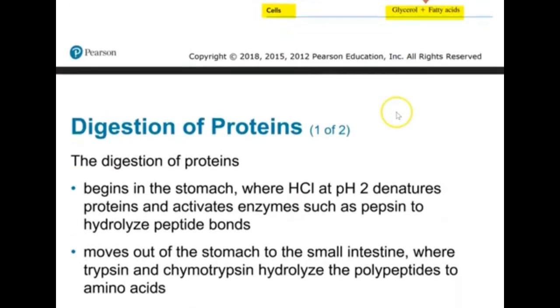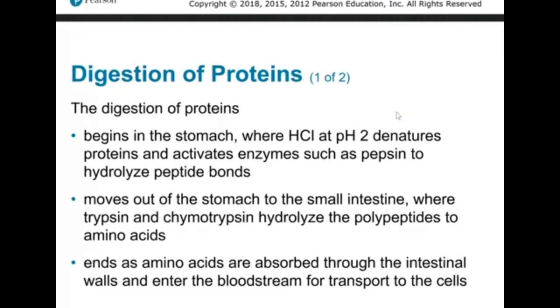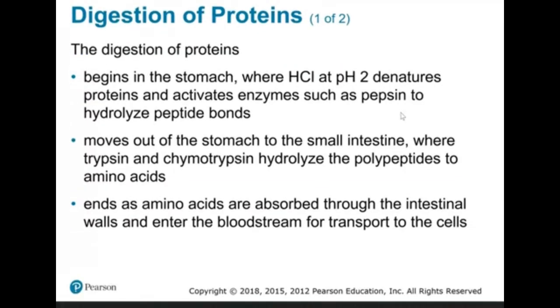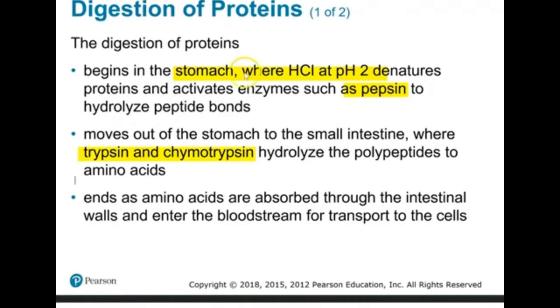Now, what about proteins? The digestion of proteins starts in the stomach, where hydrochloric acid denatures and even breaks down some of the peptide bonds, and pepsin is the enzyme that would break down proteins further. And in the small intestine, trypsin and chymotrypsin complete the breakdown of proteins to individual amino acids.